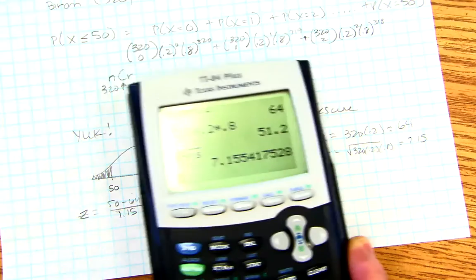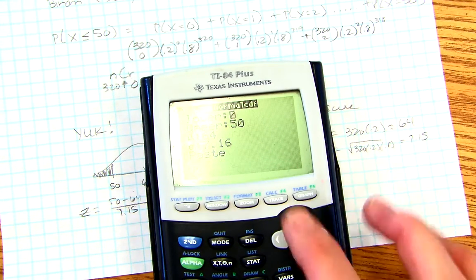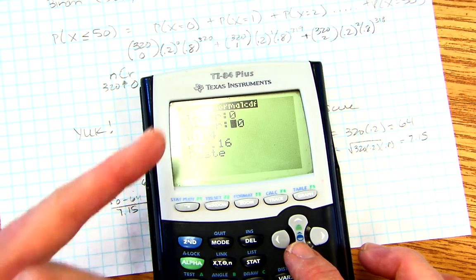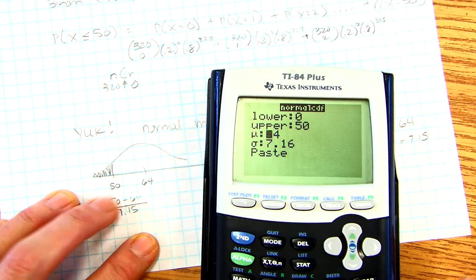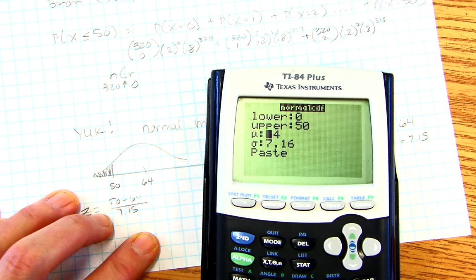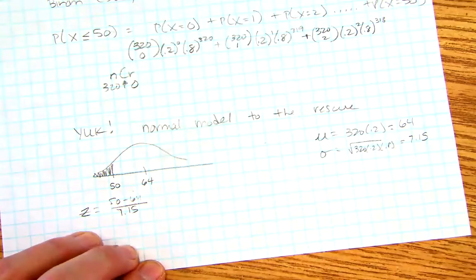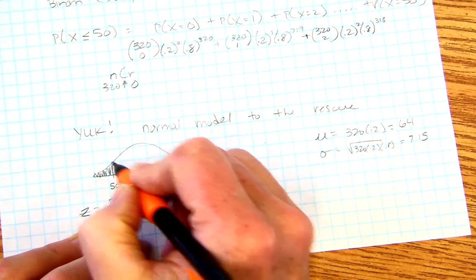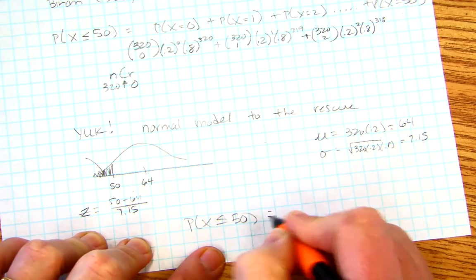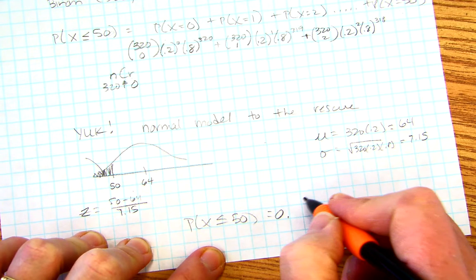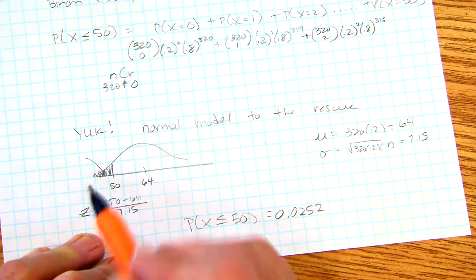I'm just going to use my calculator and say, okay, I'm looking for normal CDF, and my lower is 0. My upper is 50. My mean is 64 and my standard deviation is 7.16, and I paste that and it tells me the likelihood of that. The area under the curve here is 0.0252. So the probability that x is less than or equal to 50 is 0.0252. So there's a less than 3% chance that I'm going to find 50 or less deficient in vitamin D.